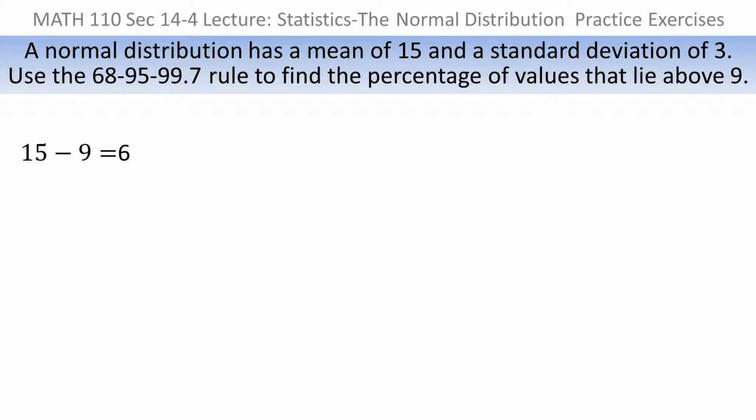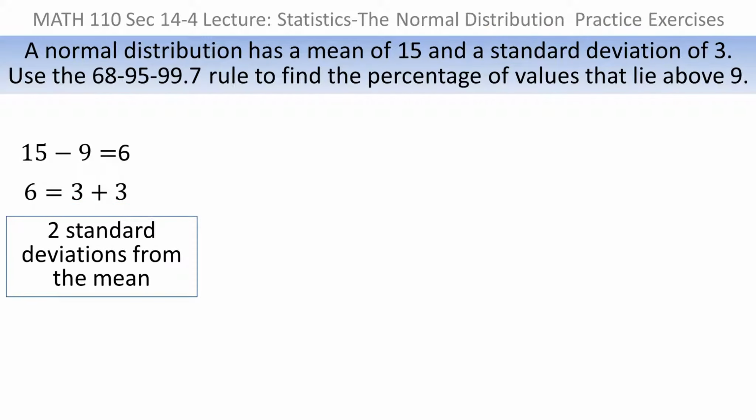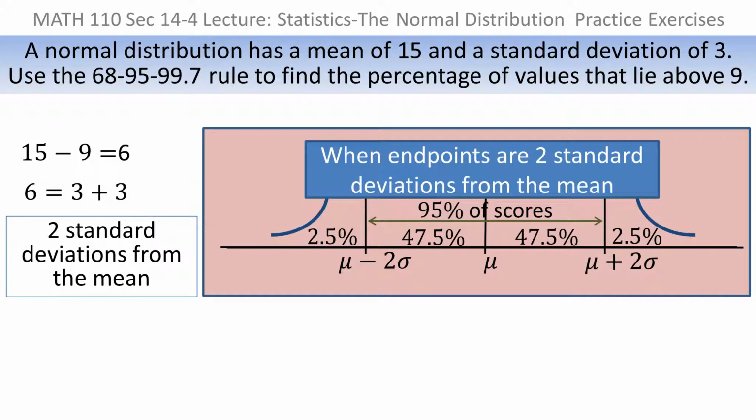Again, we want to find the difference. The mean is 15, and we want to find the values that lie above 9, so the difference between 15 and 9 is 6. Then we notice that because the standard deviation is 3, and 6 is made up of 2 3s, there are 2 standard deviations between 9 and 15. That tells us the percentages that will be applied to this problem. Now we need to match them up.